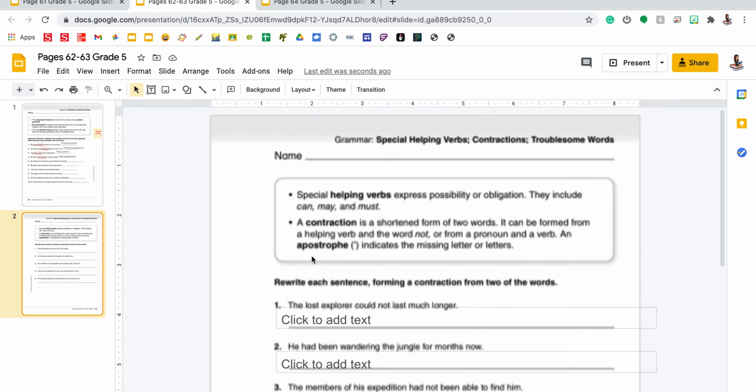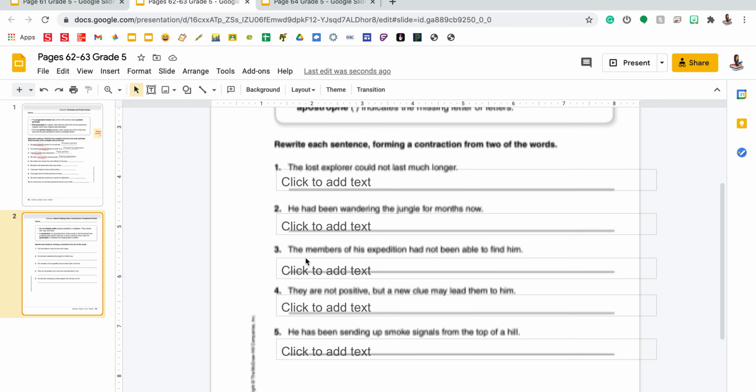Slide 2 or page 63 is on special helping verbs, contractions, and troublesome words. The first bullet point states that special helping verbs express possibility or obligation. They include can, may, and must. A contraction is a shortened form of two words. It can be formed from a helping verb and the word not, or from a pronoun and a verb. An apostrophe indicates the missing letter or letters.